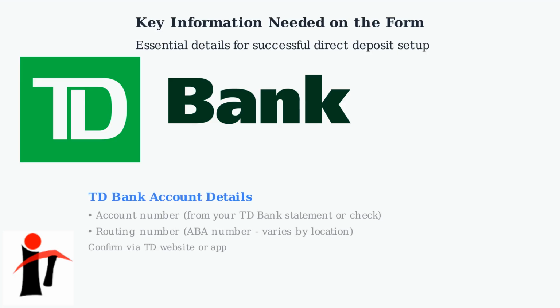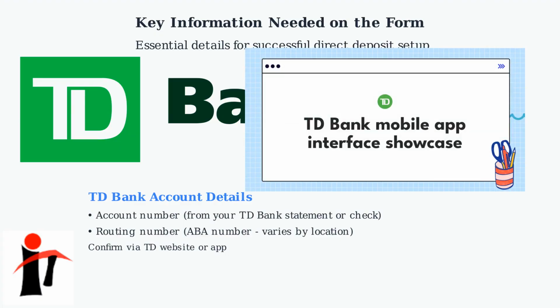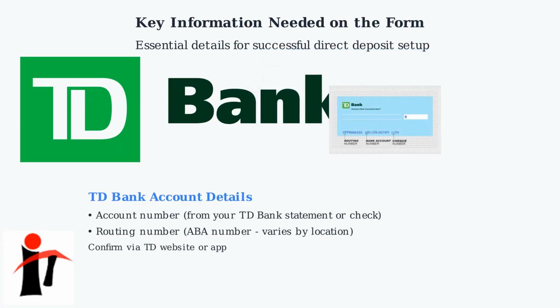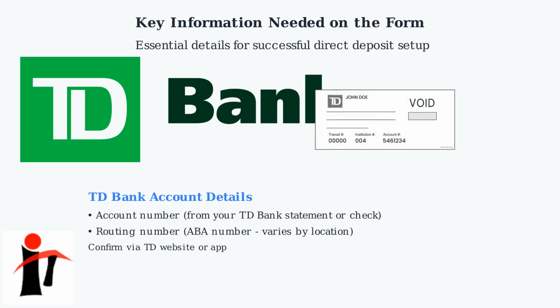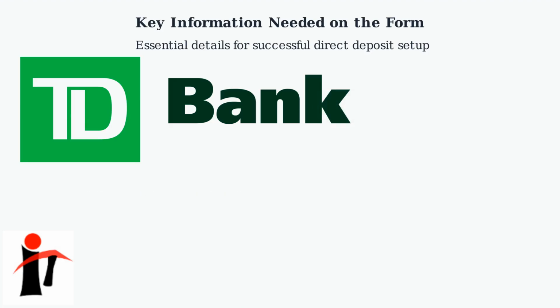Next, you'll need your TD Bank account details. This includes your account number, which you can find on your TD Bank statements, checks, or online banking dashboard. You'll also need your routing number, also called the ABA number. This number varies depending on your TD Bank branch location.